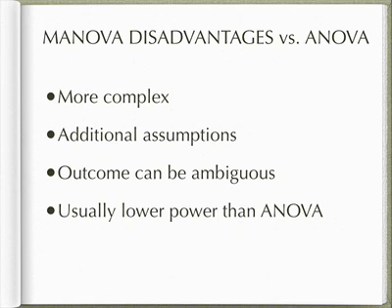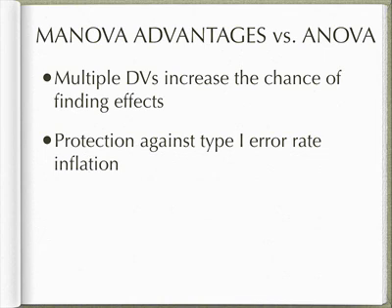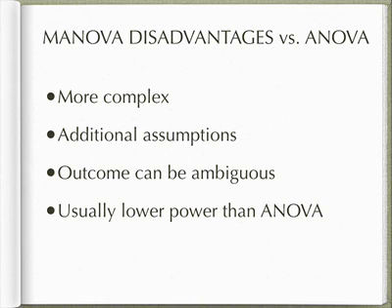So what's the advantage? Those would be a couple of advantages, but there are some disadvantages. It's more complex for sure to interpret and understand what's going on at the multivariate level. There are some additional assumptions that need to be considered, mostly related to the relationship between the dependent variables, how strongly correlated the dependent variables are with each other. Outcomes can be ambiguous.